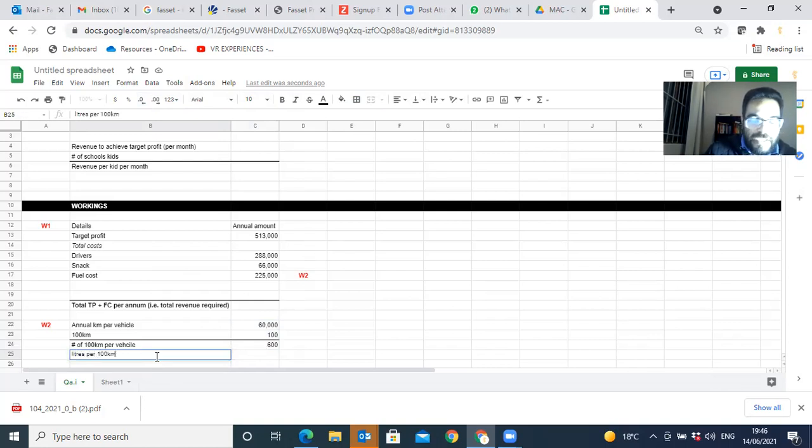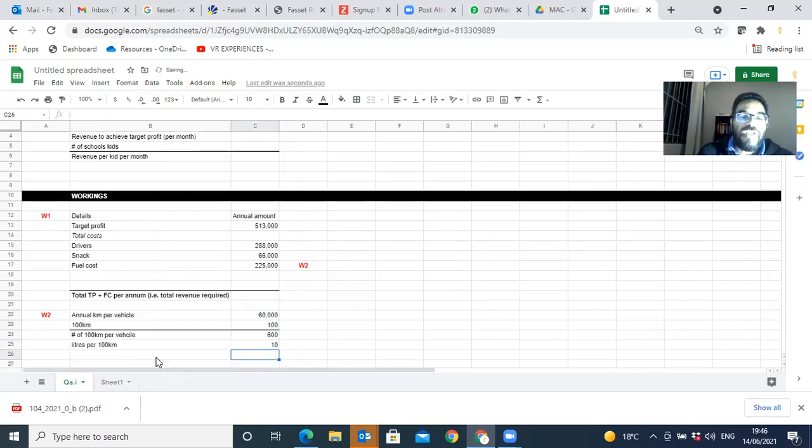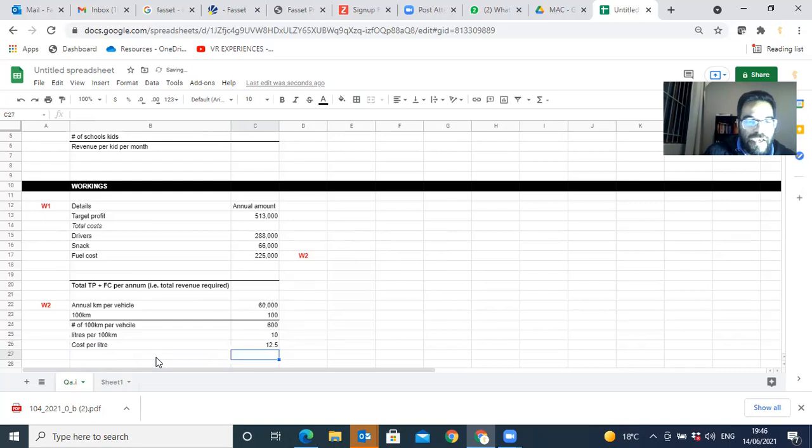Now we can say liters per 100 kilometers. They told us that is 10. Now, if we multiply that, that will give us the number of liters each vehicle uses. Then the cost per liter, which is, if I remember now, 12.50. So if one vehicle travels 100 kilometers, each 100 kilometers uses 10 liters, each liter is 12.50, that will give you the total fuel costs per annum for one vehicle, but we want it for all three vehicles.